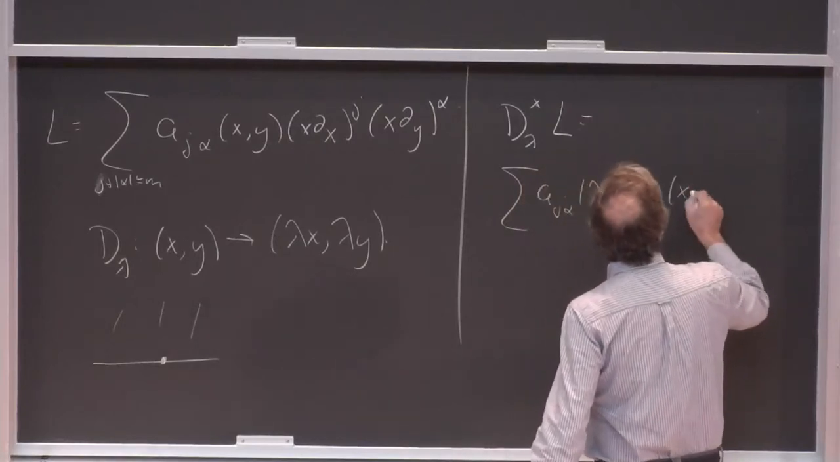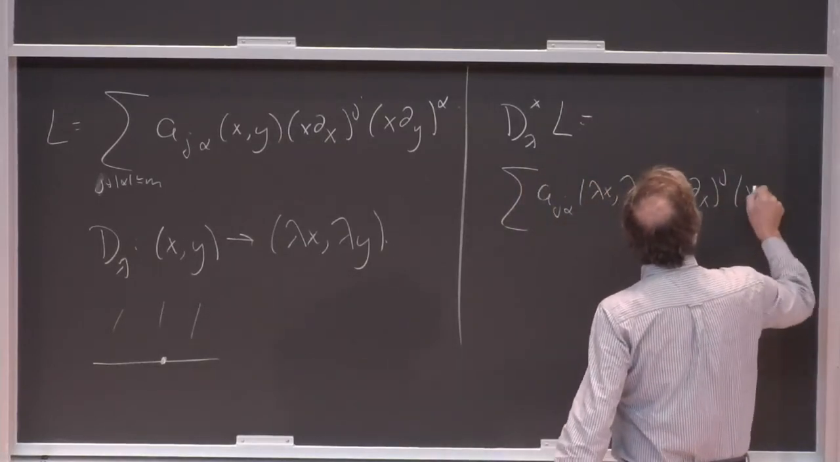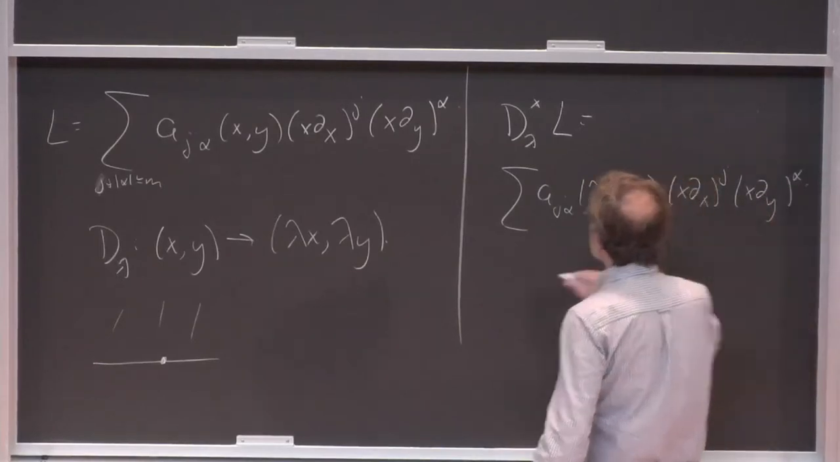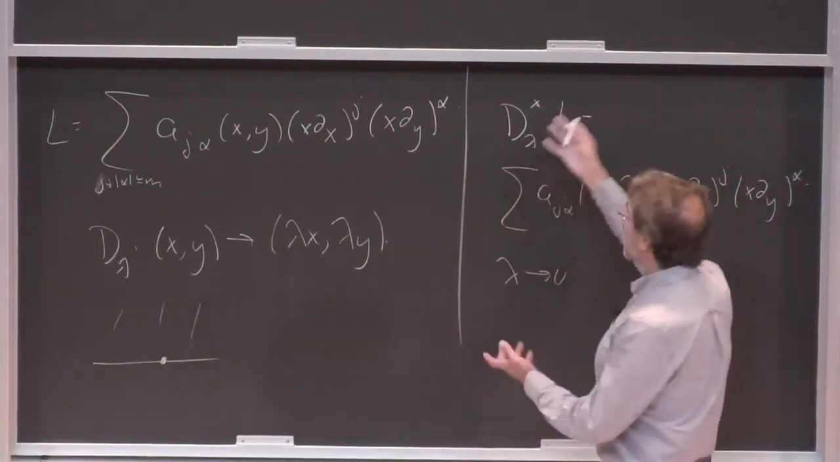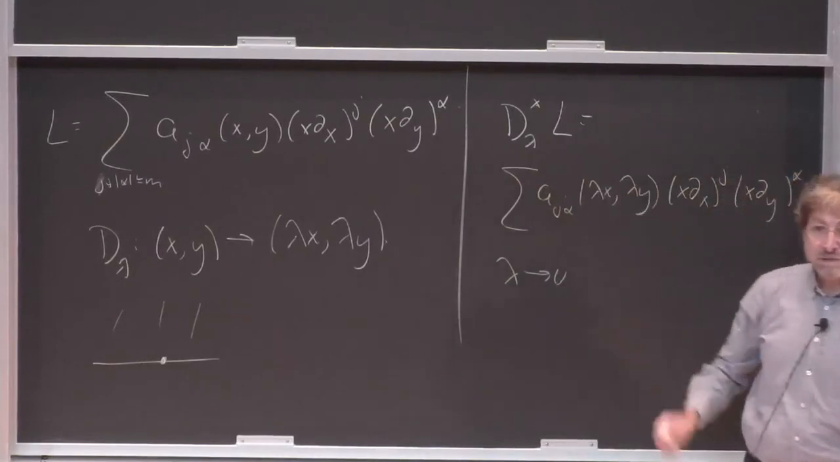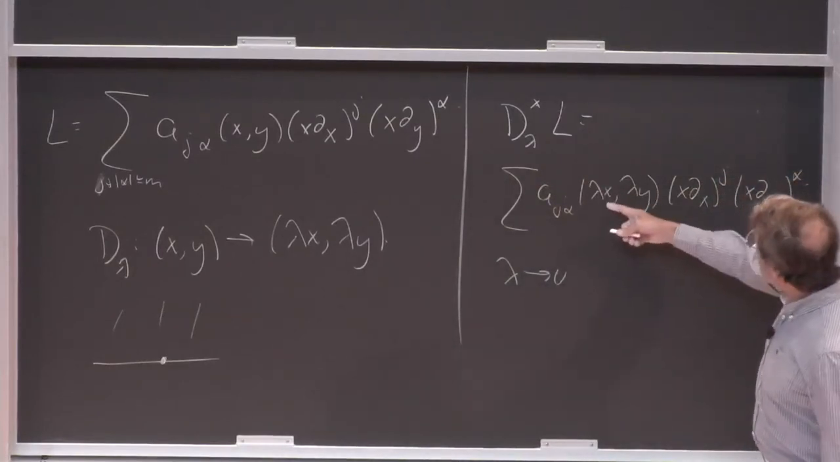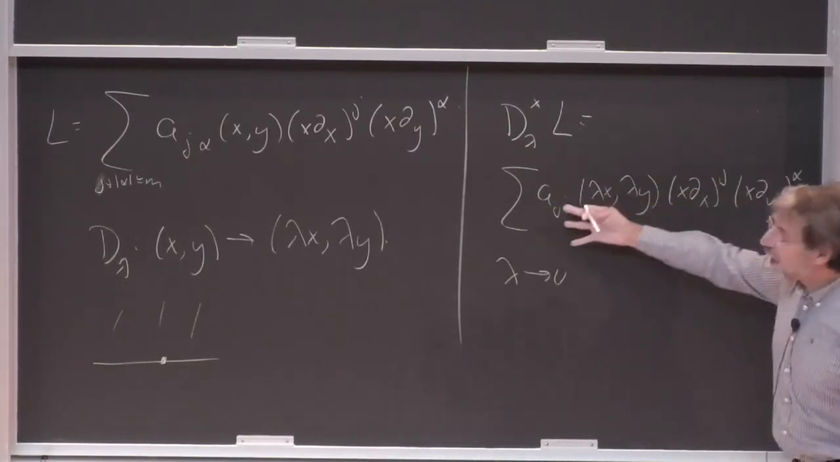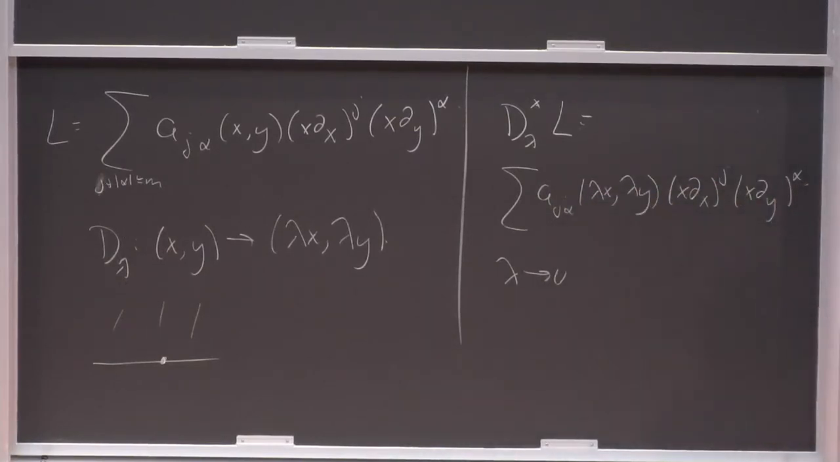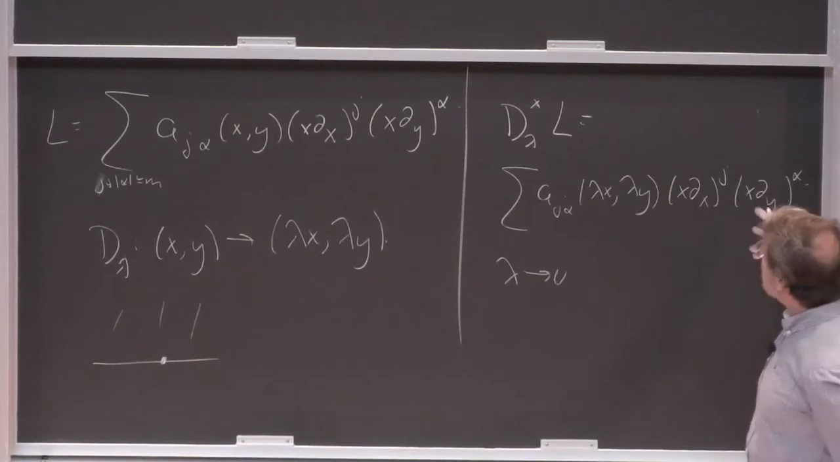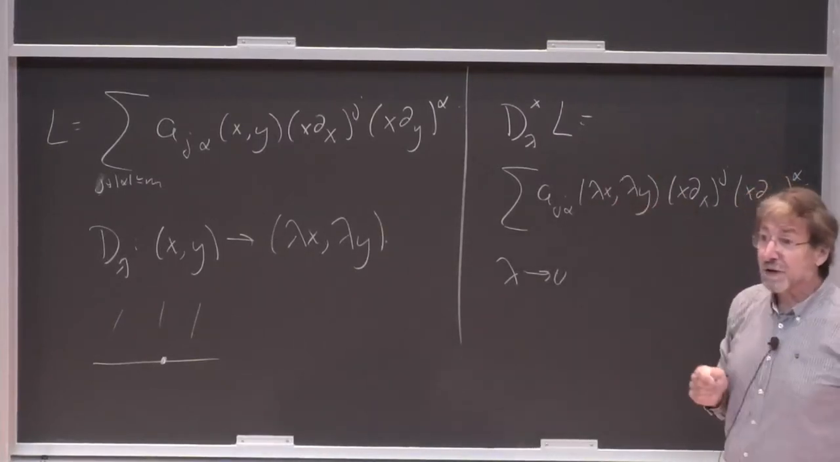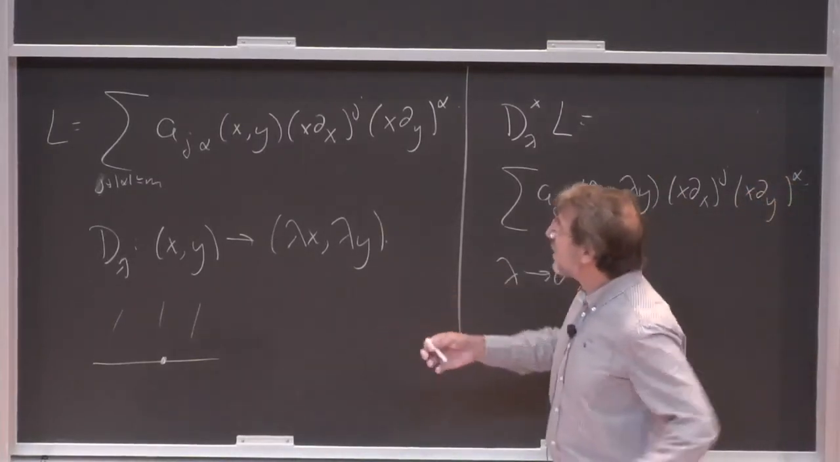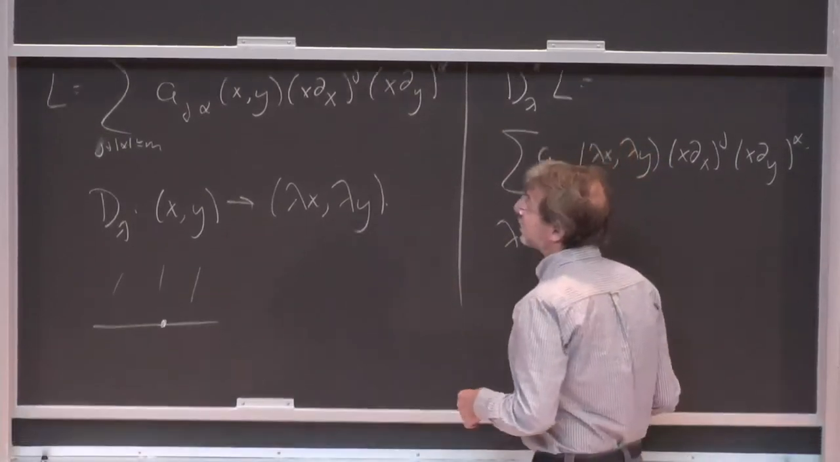x dx to the j, x dy to the alpha. And as lambda goes to zero, I guess I probably have it backwards, this should be d sub one over lambda, whatever. But as lambda goes to zero, this is converging to a constant. What's happening is that these operators are not changing very much. They're behaving uniformly, converging smoothly to something. So that's the cardinal feature of these things: they're almost dilation invariant. If I fix any point in the boundary and dilate from there, then they're almost dilation invariant.